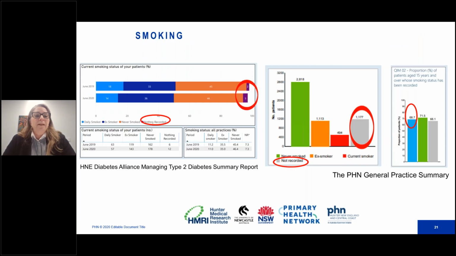For the smoking status, the diabetes report will break that down into different cohorts. Importantly, it does show the nothing recorded for smoking, and also the PHN report will show you the not recorded cohort, and then benchmark that across all PHN practices and across Australia. So that's a nice activity to do.